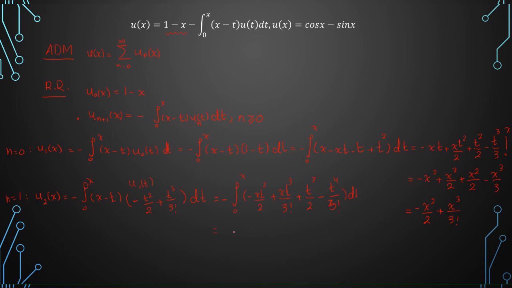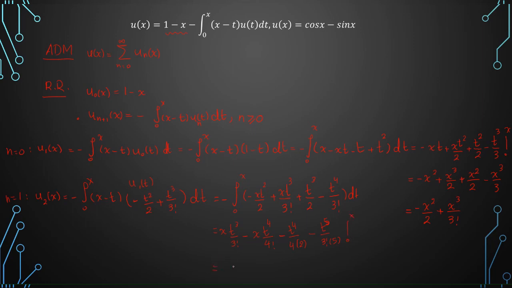This will give us, let's integrate, so xt raised to 3 over 3 factorial minus xt raised to 4 over 4 factorial minus t raised to 4 over 4 multiplied by 2 minus t raised to 5 over 3 factorial multiplied by 5. And this is all from 0 to x.